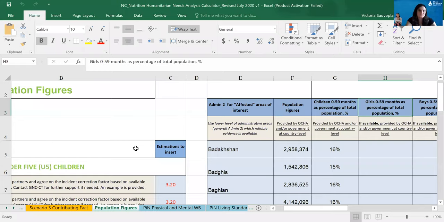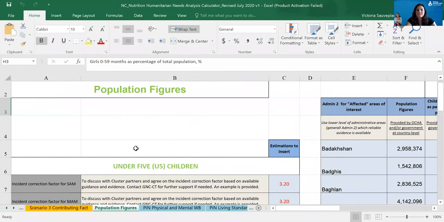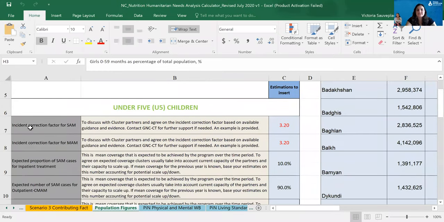Great question. And then we have other information here. So the incident correction factor. Here we put it in red because we know that a number of countries are using different incident factors. So we didn't want to just put 2.6. So this is what each country would have to adapt according to what is being used at country level.